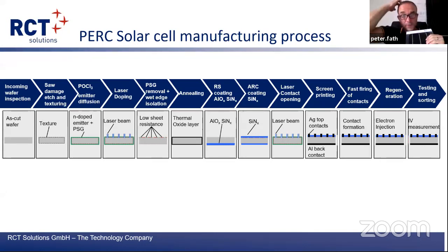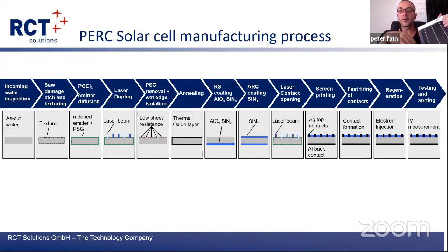So then, after having this laser treatment at the rear side, we are just simply screen printing. We are just using a printing machine and printing these white metal contacts on the front side. It goes so fast, and we are using an ink for it, which is called paste. For the front side, it contains silver. For the rear side, mostly aluminum, because aluminum is so cheap.